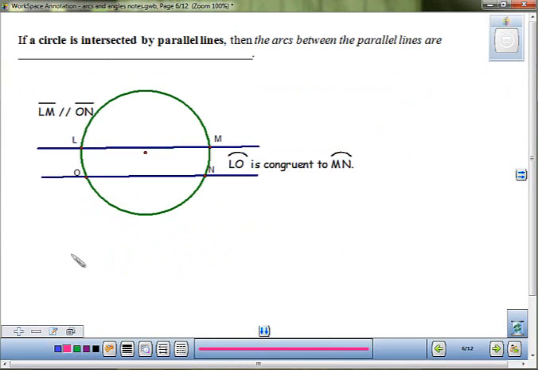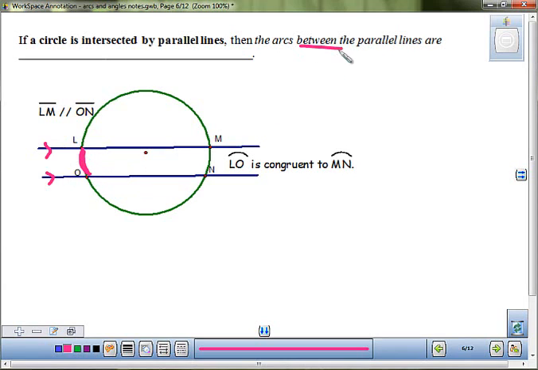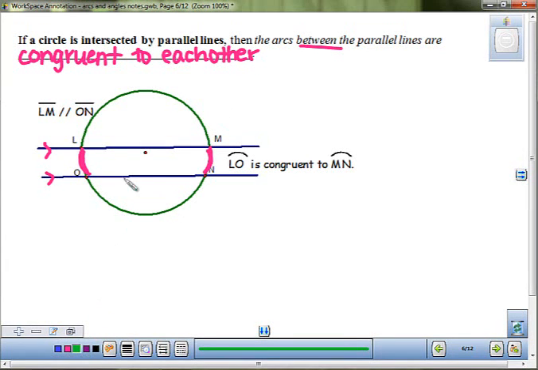Another rule you need to know is when you have parallel lines intersecting a circle, the arcs between the parallel lines are congruent to each other. That means they will be the same measure in degrees. It does not, I repeat, does not mean arc ON is congruent to LM. That's a common mistake, and it's not true. That's why I underlined the word between.